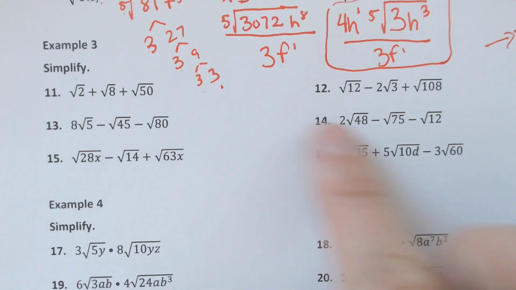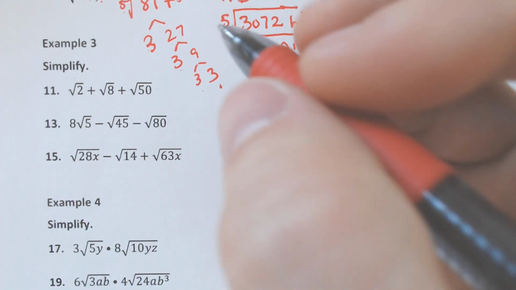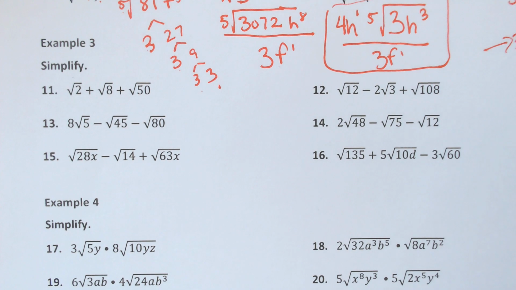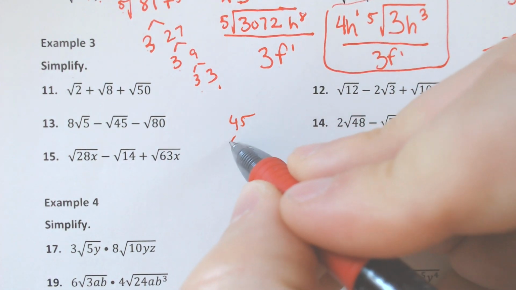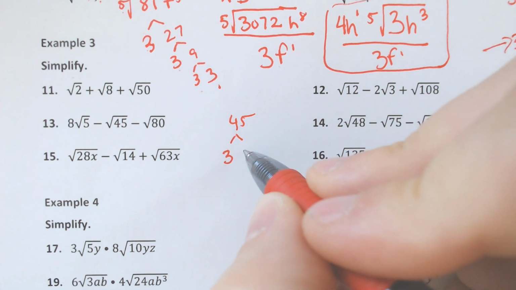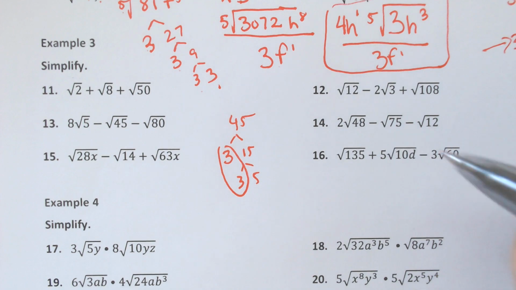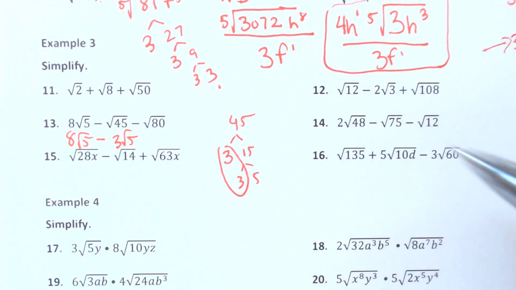All right. For adding and subtracting, as a bonus, I'm going to do the odd one. For adding and subtracting, you need them to be the same. If they are not the same, you need to make them the same, hopefully by simplifying. If you simplify 45, I'm doing number 13, you get 3 and 15, and then 3 and 5. So that would be the 8 square root of 5 minus 3 square root of 5.